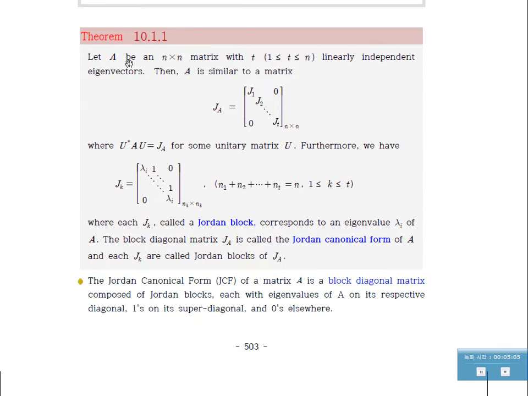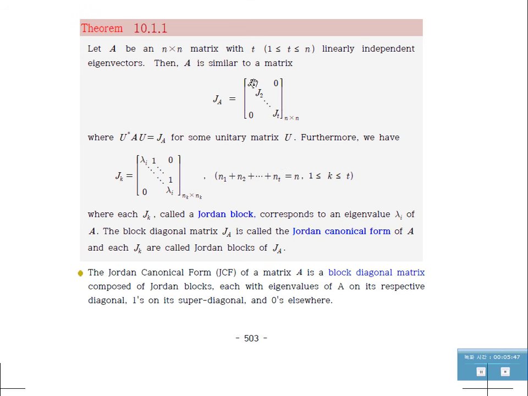Here is the first theorem. Let A be an n by n matrix with t linearly independent eigenvectors. Then A is always similar to a matrix JA, where U star AU is equal to JA for some unitary matrix U. Furthermore, each Jordan block Jk has this form: the eigenvalues on the main diagonal and ones on the super diagonal, and all other entries are 0. So it's a very simple upper triangular matrix. There's no other coefficient. This matrix only has eigenvalues, zeros and ones. That's it, an upper triangular matrix.